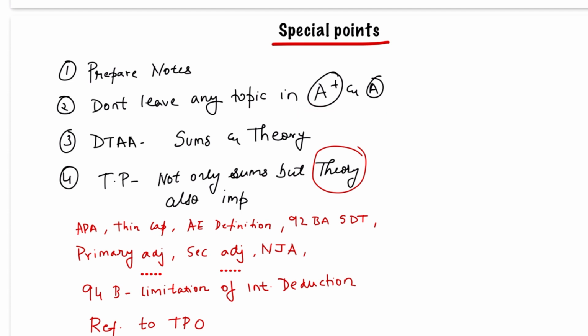Next, let us talk about DTAA. While we are preparing for the DTAA chapter, most of us will focus on sums. But apart from sums, there are a few theory topics that are asked in the exam. Theory topics like Section 91 conditions, what the different methods for calculating double tax relief are, and also some MCQ questions like what type of method India follows. So focus a bit on theory as well.